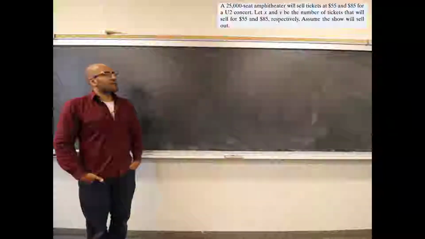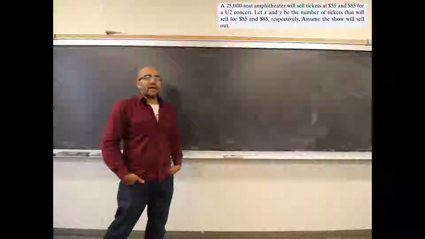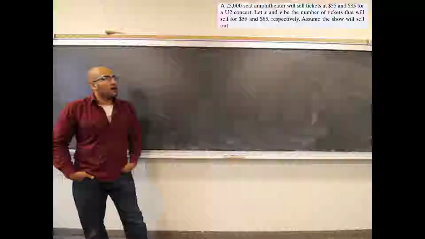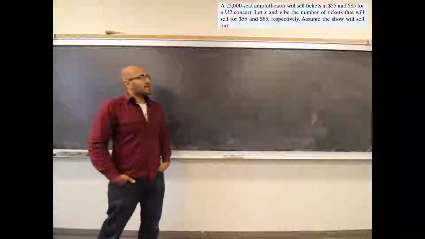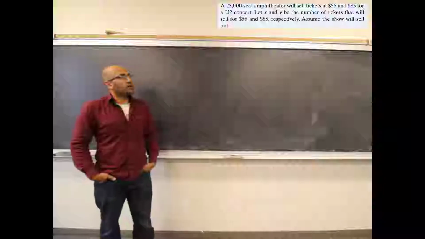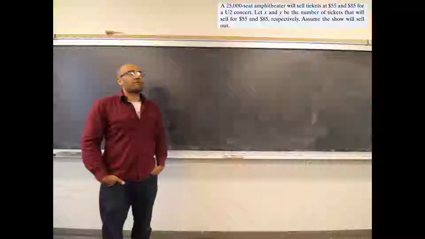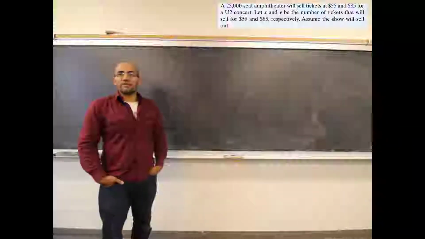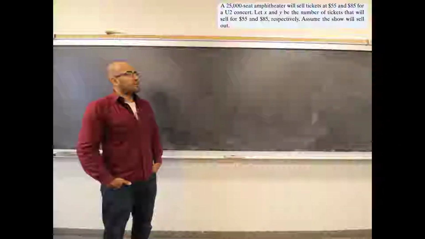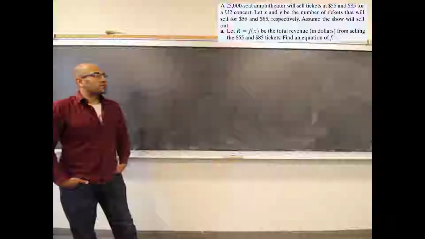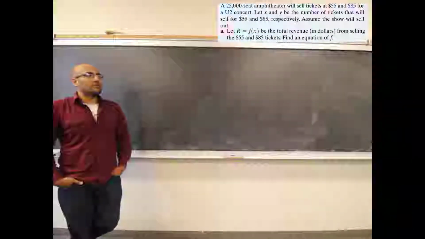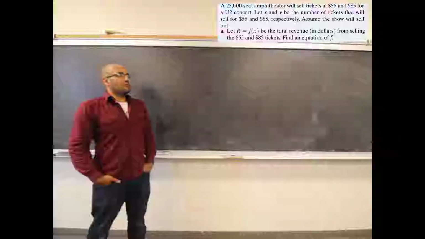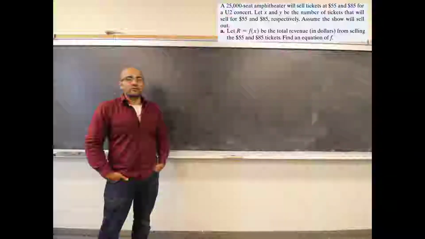Okay, so a 25,000 seat amphitheater will sell tickets at $55 and $85 for a U2 concert. Let x and y be the number of tickets that will sell for $55 and $85 respectively. Assume the show will sell out. That's an important component to this whole thing. Part A, let R equal f of x be the total revenue in dollars from selling the $55 and $85 tickets. Find an equation of f.